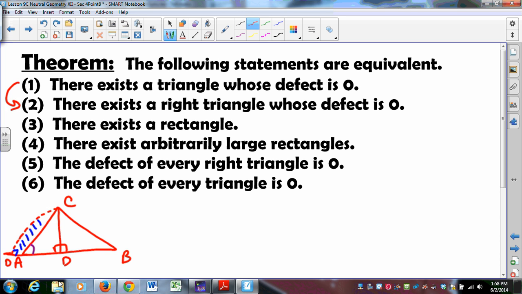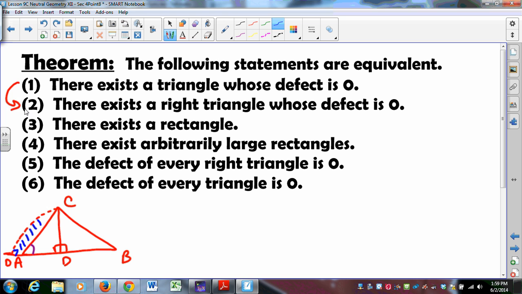Now that's fine. Defects add. The defect here plus the defect here is the defect of the whole thing. You proved that in the stuff that we will have done when we get to talking about this in class. So if this triangle has a defect of 0, defects are non-negative numbers. The only way to get two non-negative numbers that add to 0 is if both of the numbers we add are 0. So this right triangle has a defect of 0, and so does this one. And so 1 implies 2.